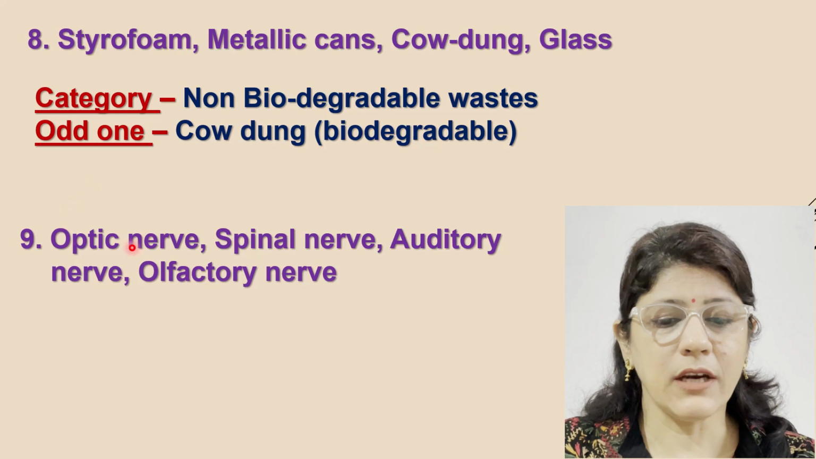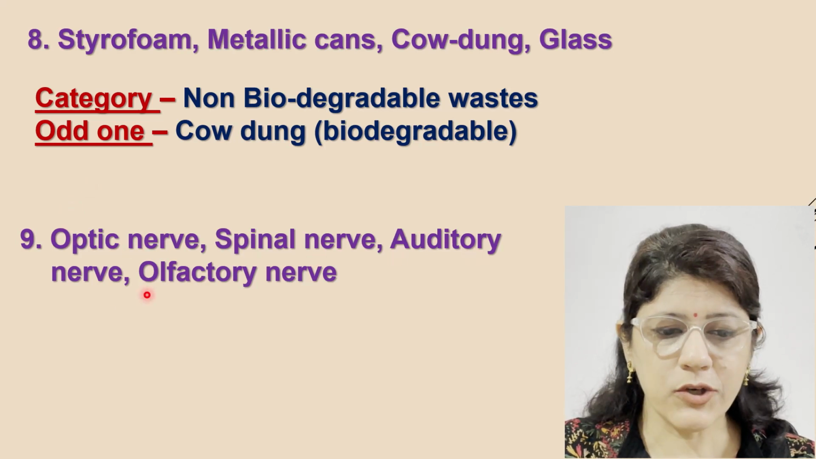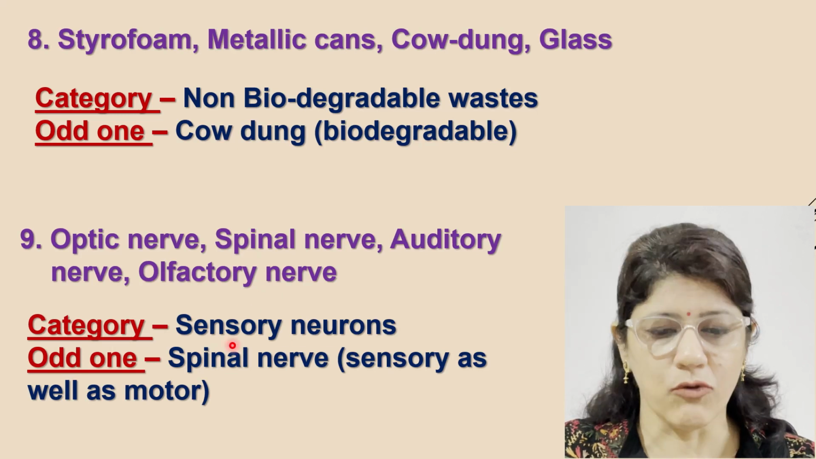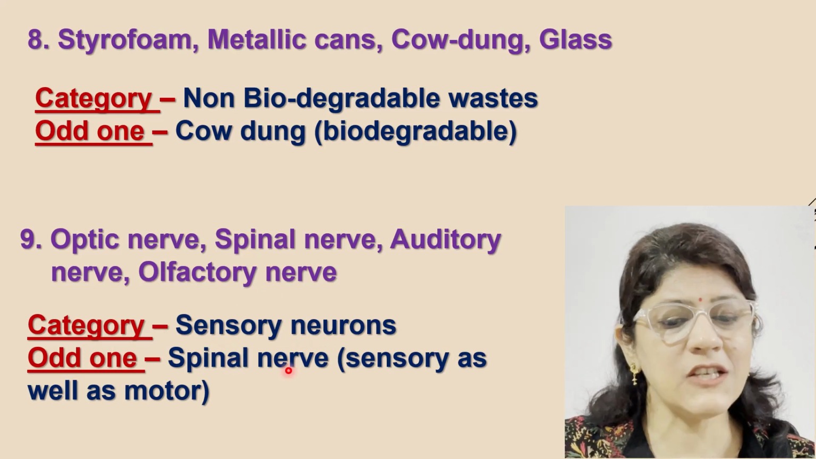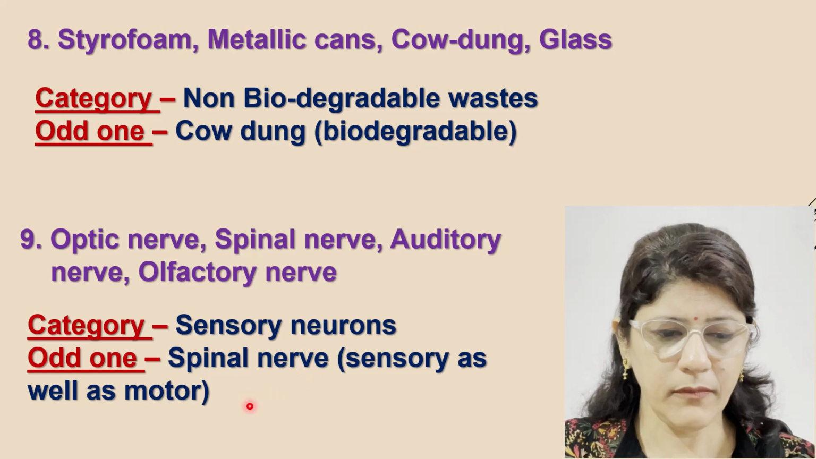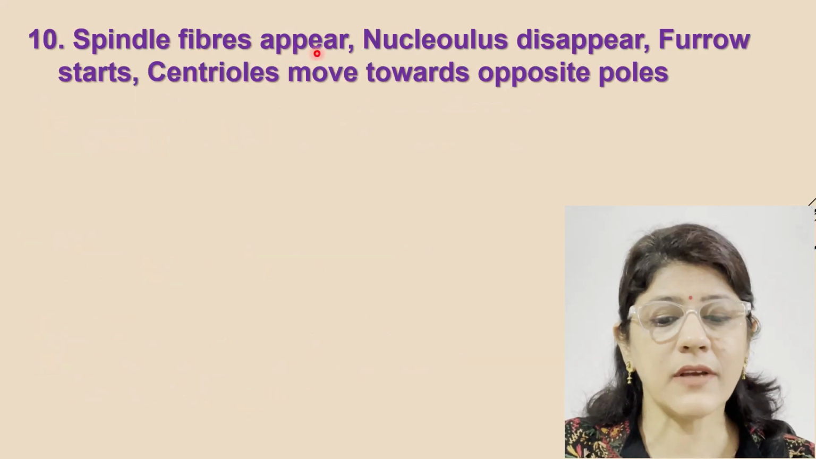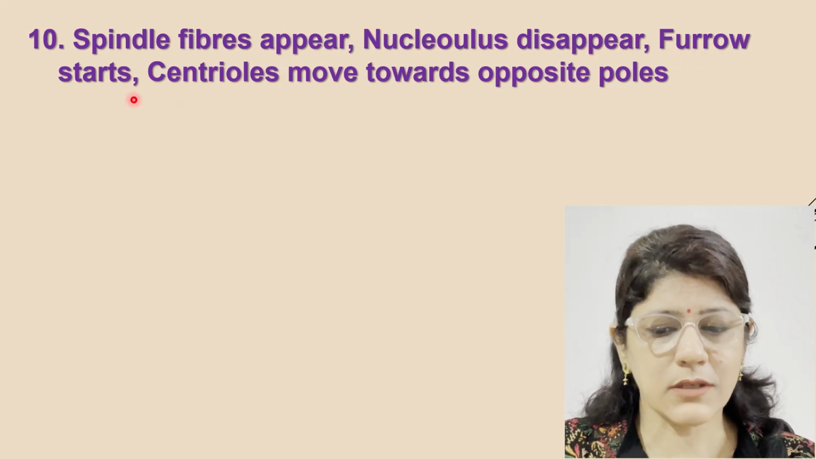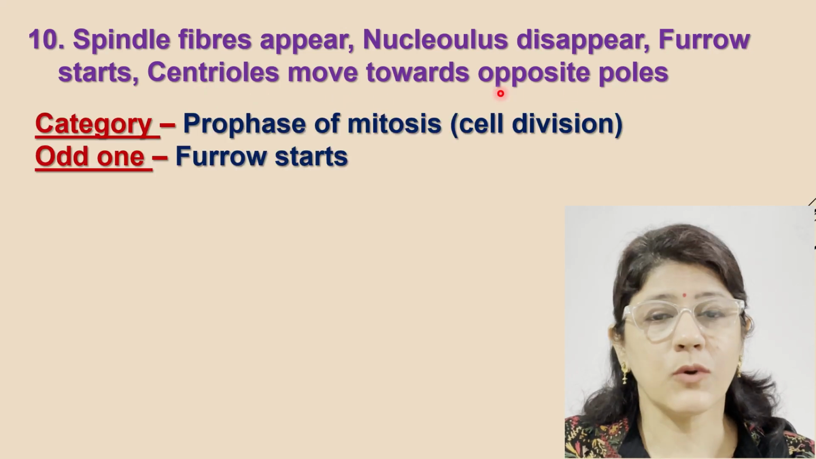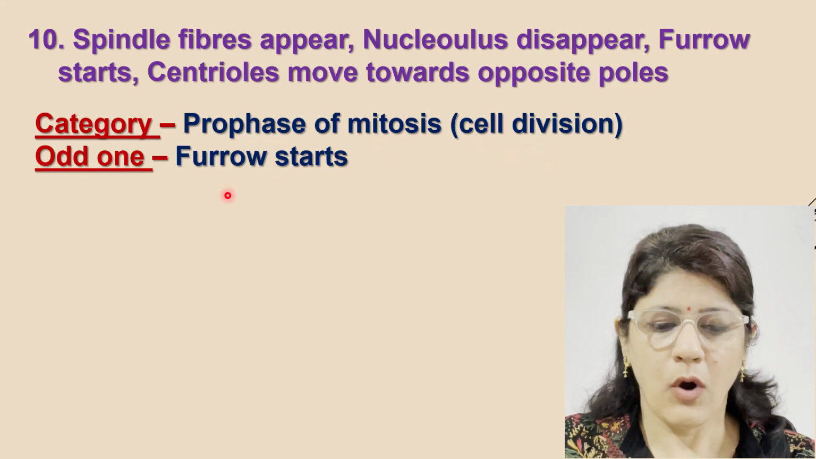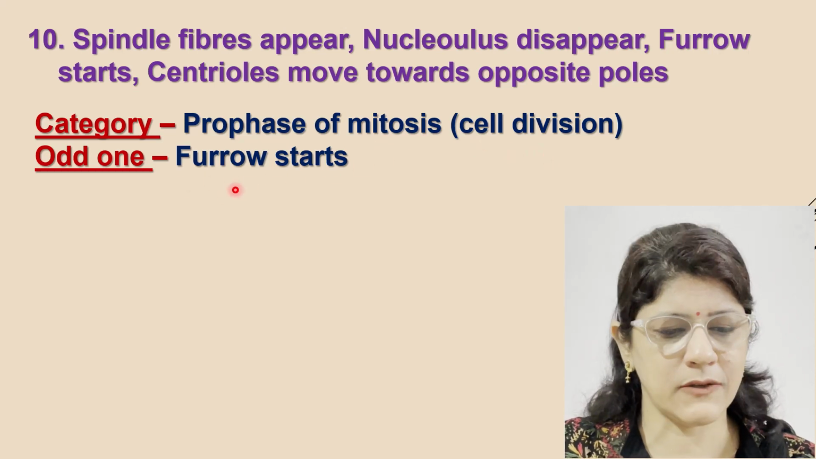Next is optic nerve, spinal nerve, auditory nerve, and olfactory nerve. So category is sensory neurons. The odd one is spinal because it is sensory as well as motor. Next is spindle fibers appear, nucleolus disappear, furrow starts, centrioles move toward the opposite poles. So category is prophase of mitosis cell division, and odd one is furrow starts.